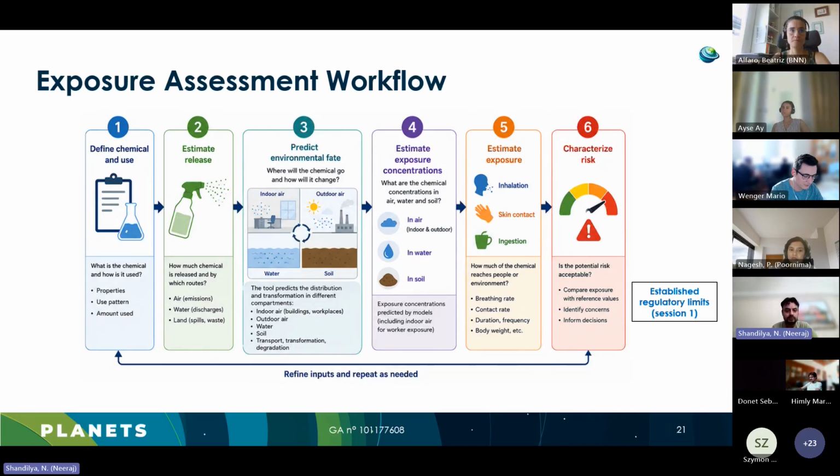And what are these use conditions? So what are sort of properties? What is the use pattern and how much amount is used? We then estimate the release, the release to the air, to the water, or to the land.